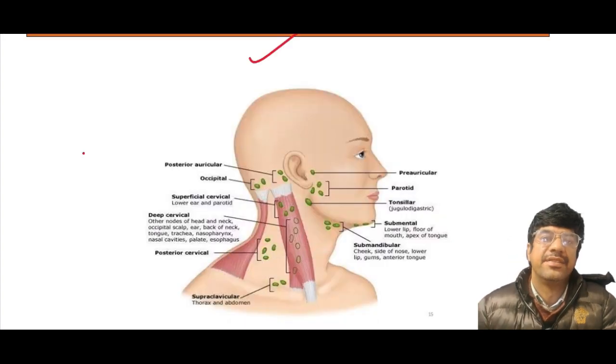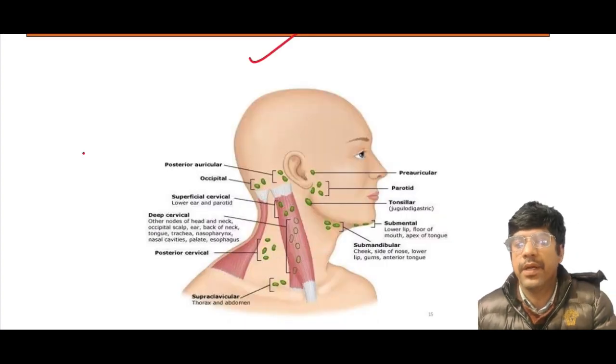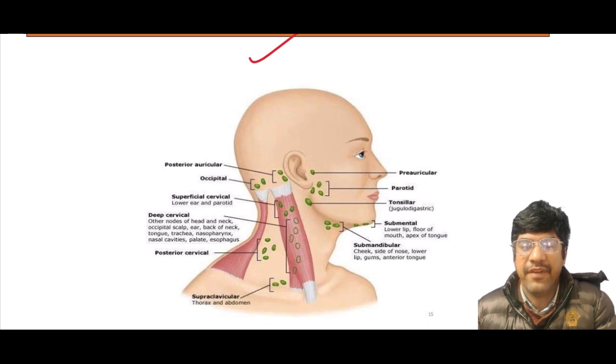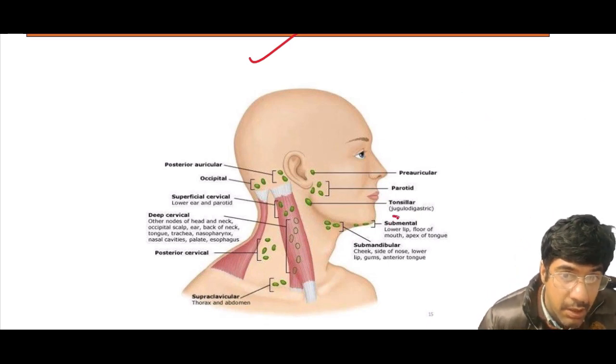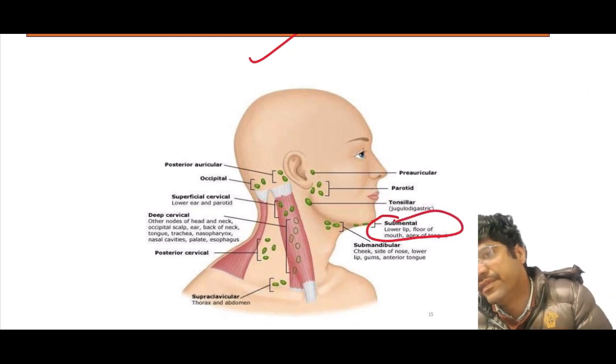Now, the lymphatic system, remember, plays an important role in draining tissue fluids. So, the lymphatic drainage, the number one is the submental. You can see the submental lymph nodes.